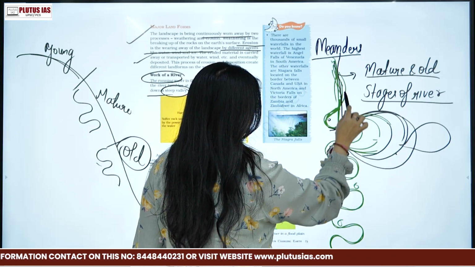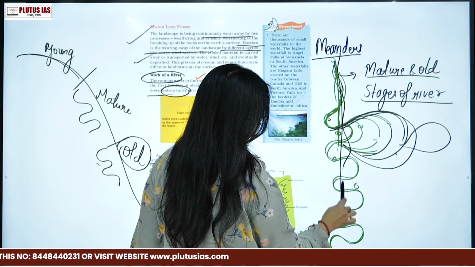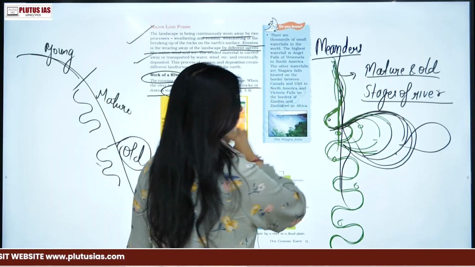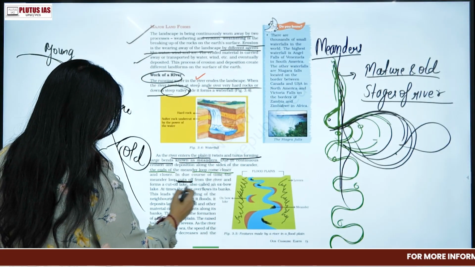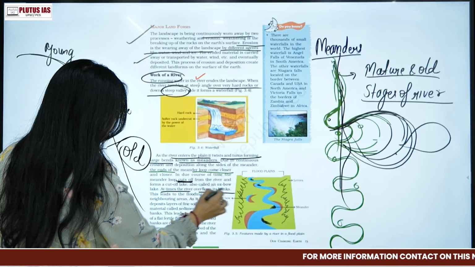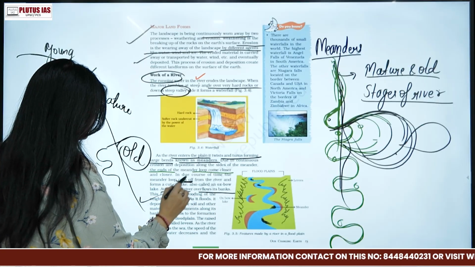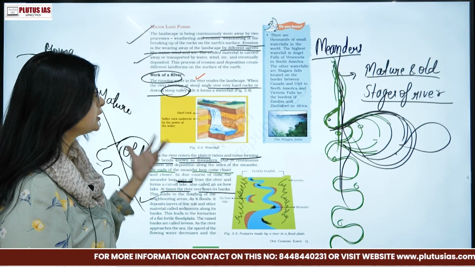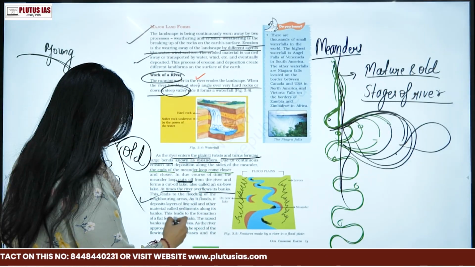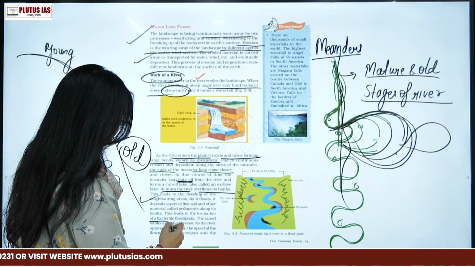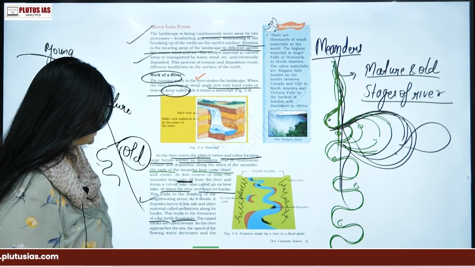Okay, so what it will do? It will now cut off from here. Okay, so Oxbow Lake is also formed from here. At times the river overflows its bank. This leads to the flooding. This is the common phenomena where the overflowing causes the flooding, right? And this leads to the formation of flat, fertile floodplain.